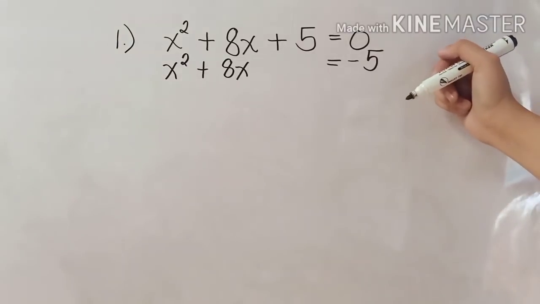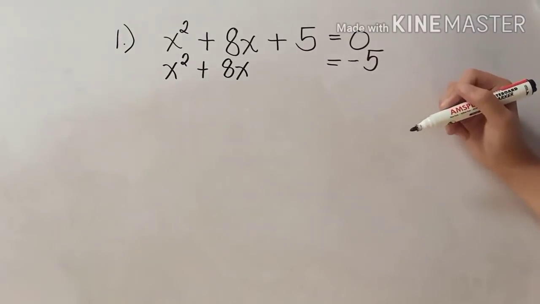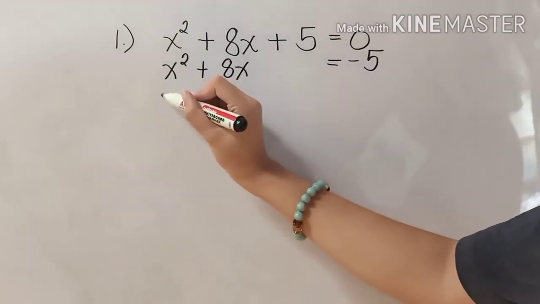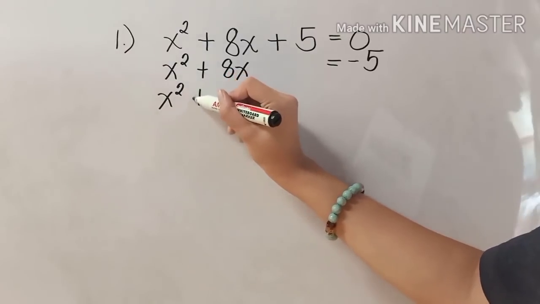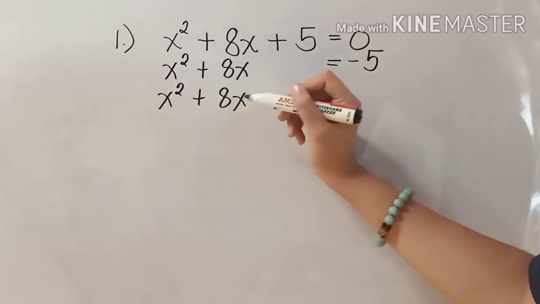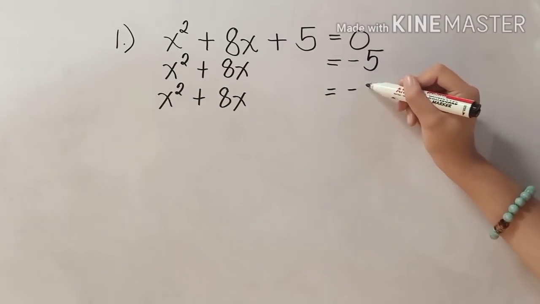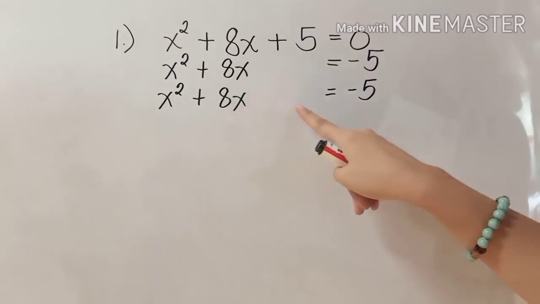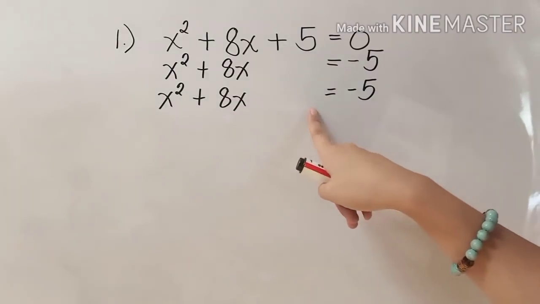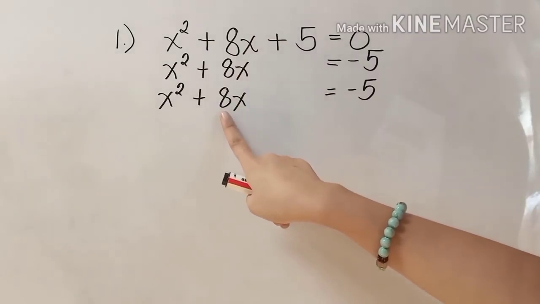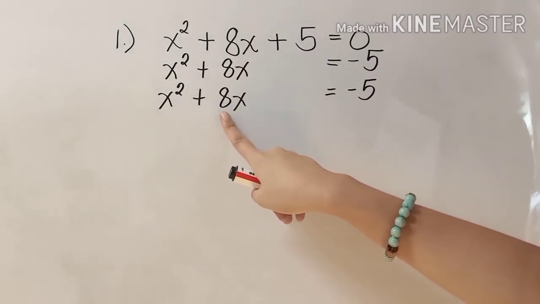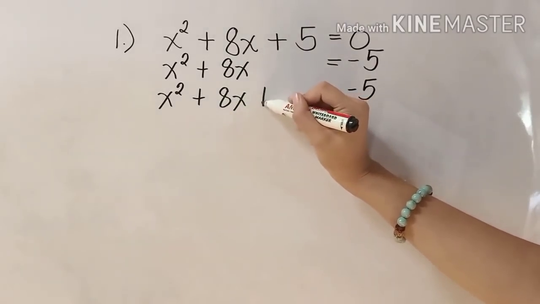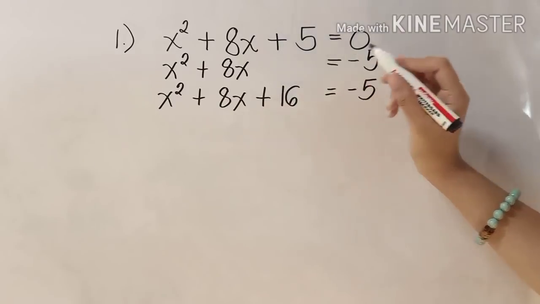The next step is to think of a constant that will complete the square. So let us write this one first. X squared plus 8x is equal to negative 5. The appropriate constant that will be added in this portion is based on the middle term, which is 8x. 8 divided by 2, whatever is the answer, square it. So 8 divided by 2 is 4, squared, that would be positive 16.